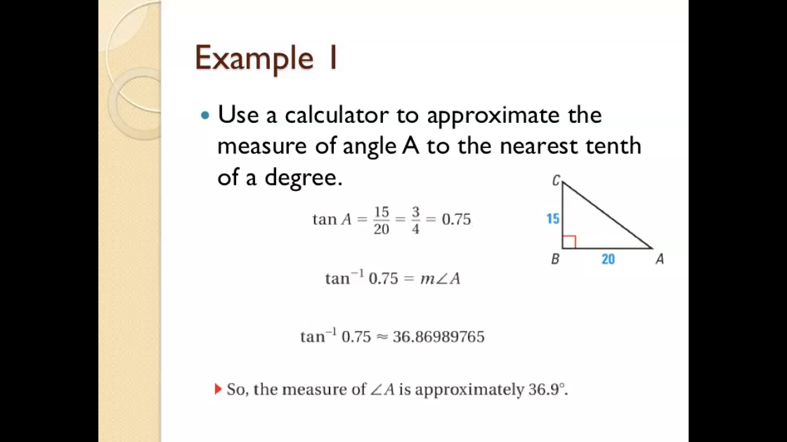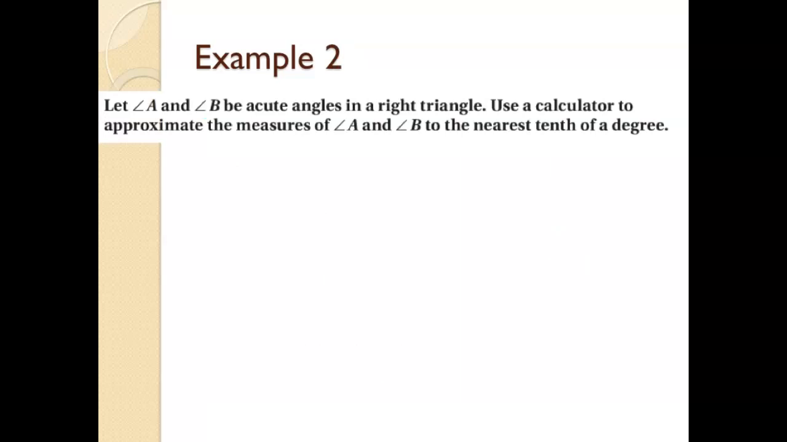All right, let's look at example 2. Now let angle A and angle B be acute angles in a right triangle. Use the calculator to approximate the measures of angle A and angle B to the nearest tenth of a degree. All right, so sine of A is equal to 0.87. And so to solve for this, we would find sine inverse of 0.87, and that will give you the measure of angle A. And this said to round to the nearest tenth of a degree, so 1 decimal place, and that would be about 60.5 degrees.